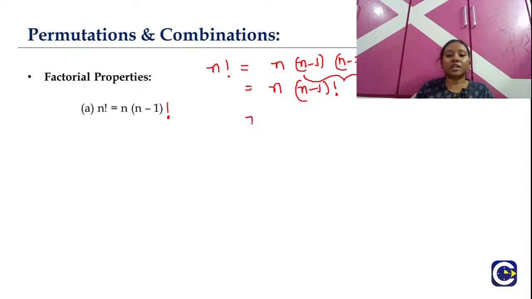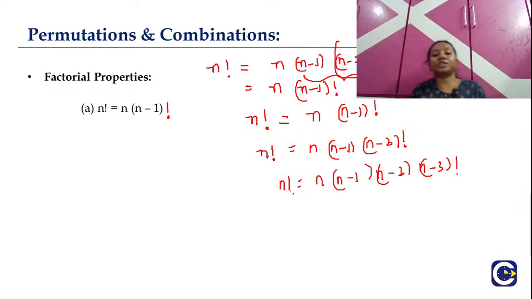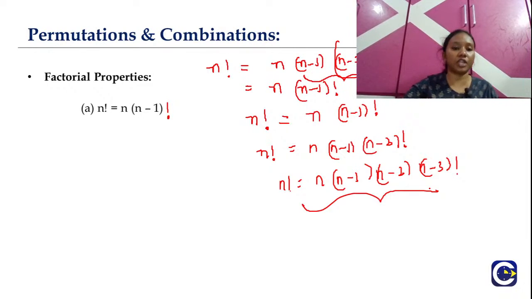So the general representation of n factorial can also be written as n into n minus 1 factorial, or we can even write this as n into n minus 1 into n minus 2 factorial, or else I can separate it from n minus 3, then it will turn out to be n into n minus 1 into n minus 2 into n minus 3 factorial. Right, so likewise, according to the required condition, we can write it in different ways. Right, so this is our first and important factorial property.